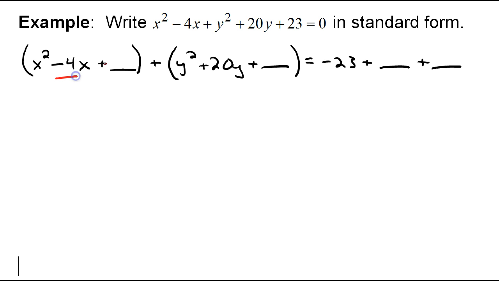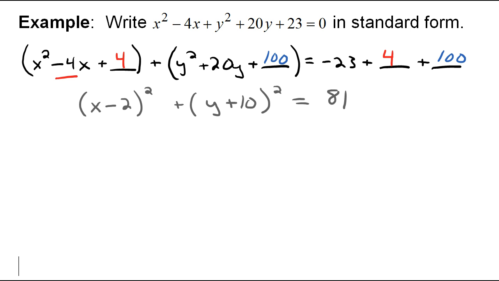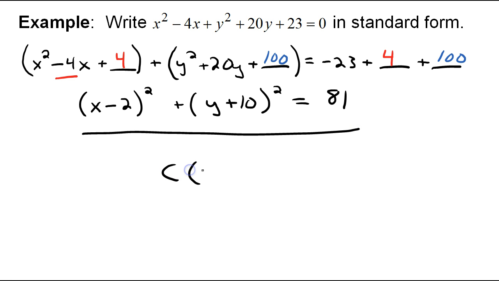Take half of this and square it, and that's 4. I need to add a 4 to the other side. Alright, let's take half of this and square it. That's 100. Half of 20 is 10. 10 squared is 100, and I need to put it over here as well. Now let's factor and rewrite our equation. Here's my standard form of the circle. I can tell that the center is going to be the point 2, comma, negative 10. And from here I can tell that my radius is 9.